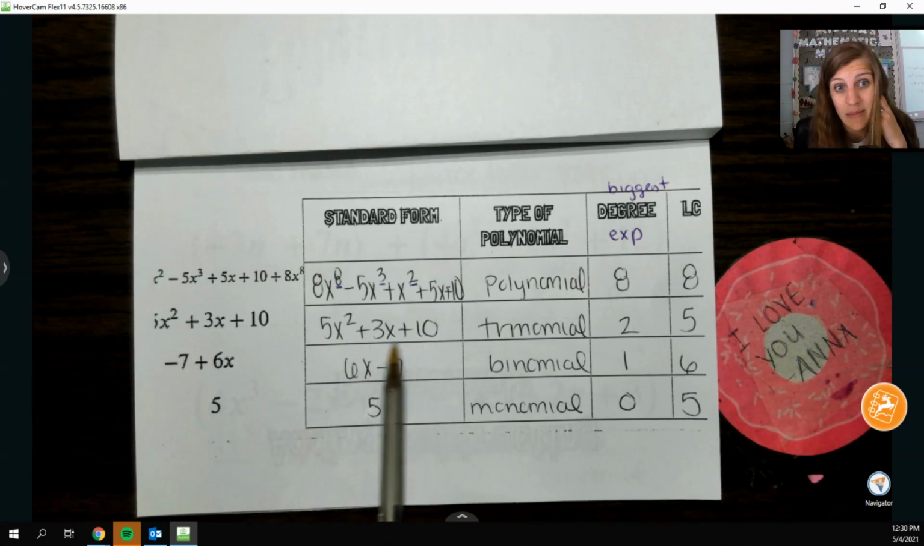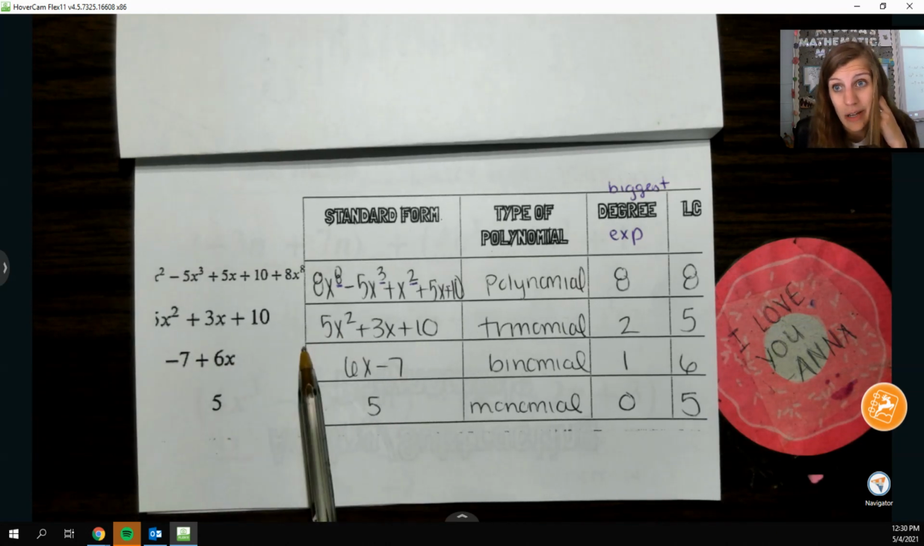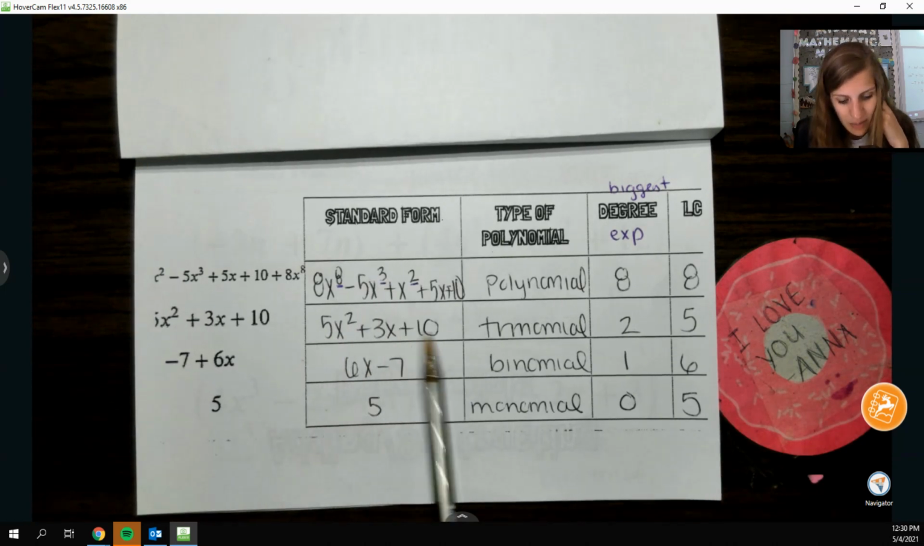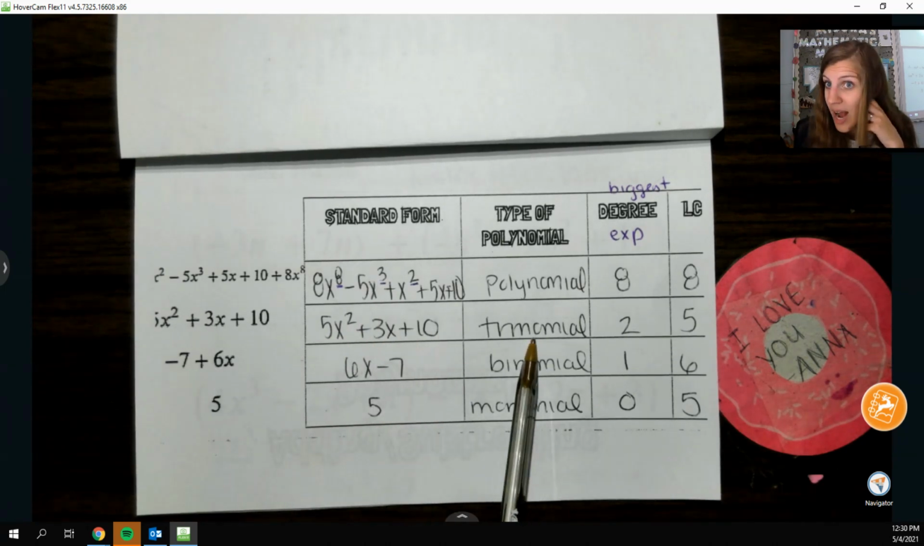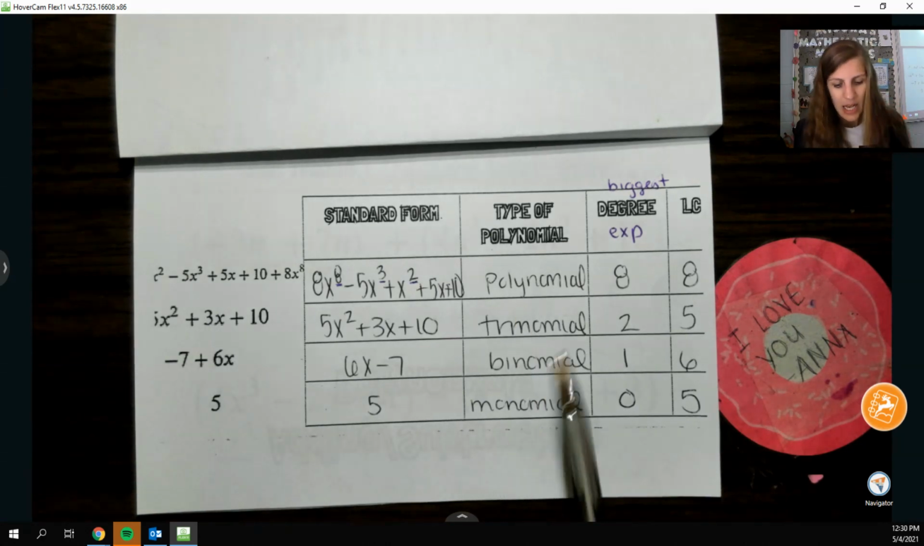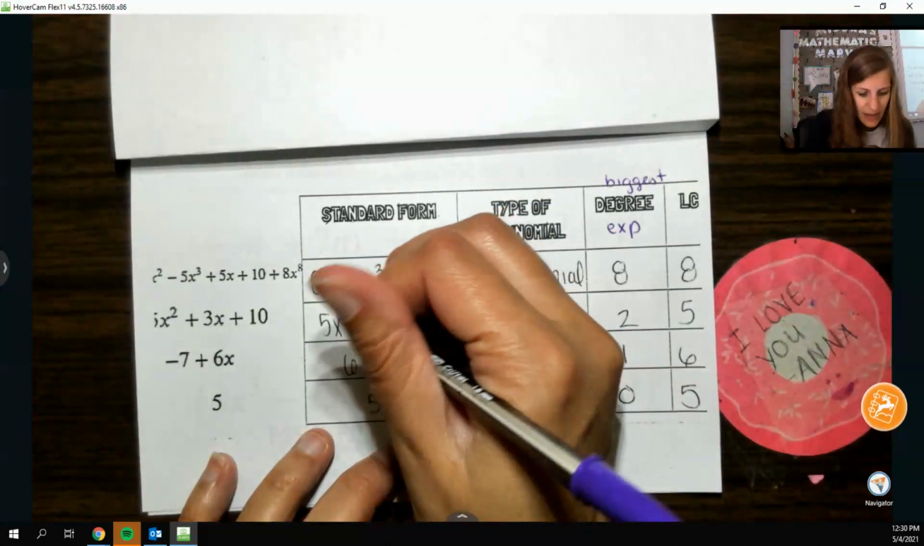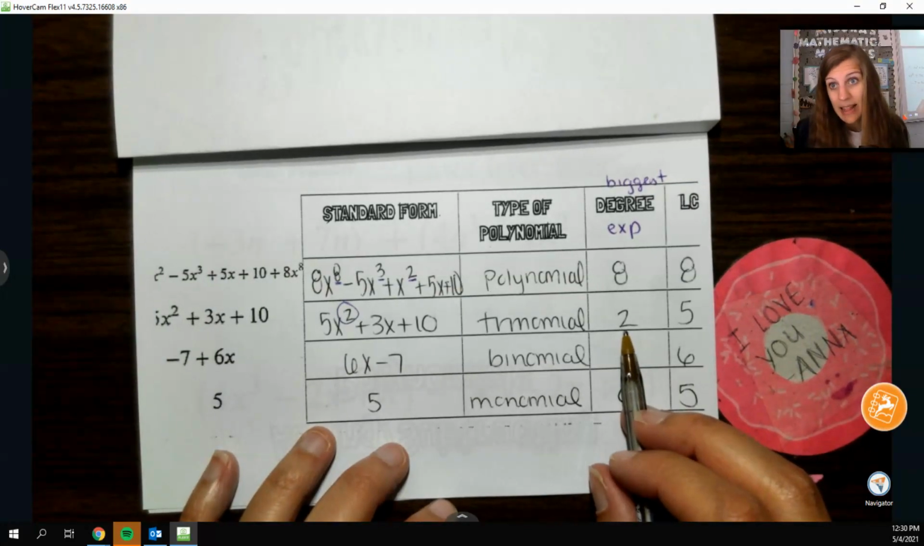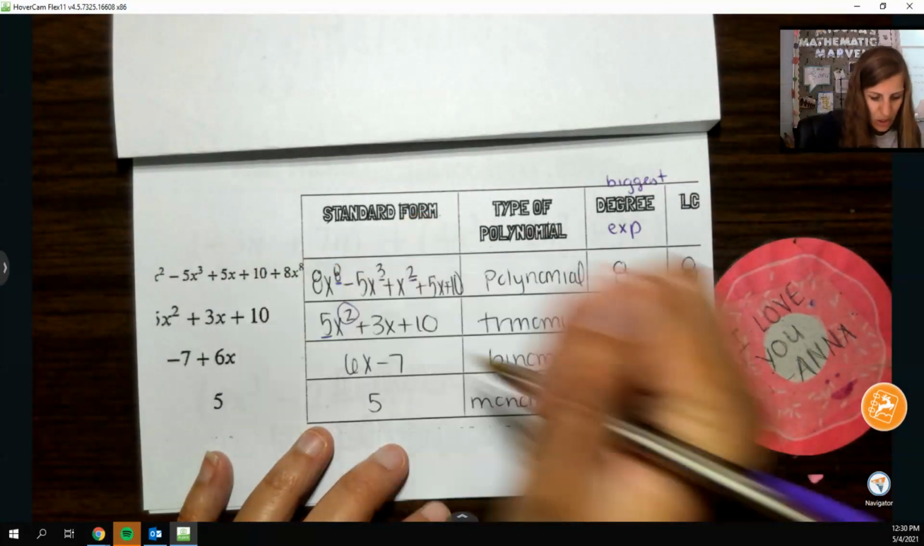So I just rewrote it. Now this one, because there's 1, 2, 3 terms, is a trinomial. The degree is the biggest exponent, so in this case it's 2. And then the leading coefficient is the front number, so 5.